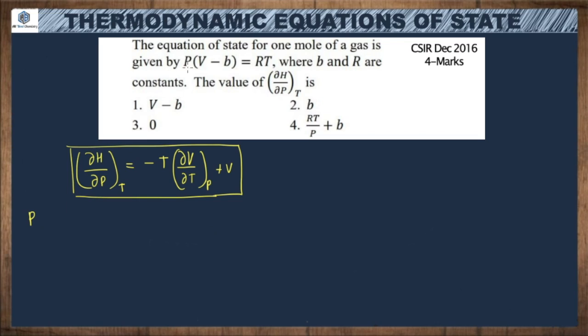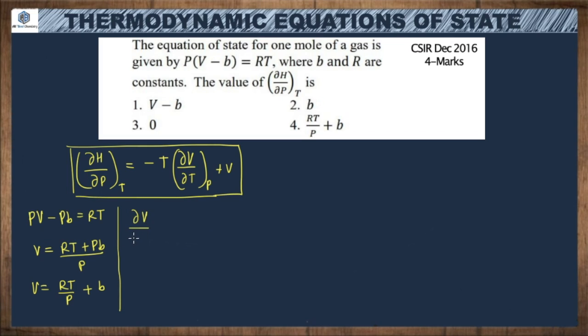So we have this, just multiply inside. So it will be PV minus PB equals RT, or you can say that V is going to be RT plus PB divided by capital P. So that is going to be the value of V, or you can say that V equals RT by P plus B. Now what I'm going to do is differentiate it with respect to T, keeping P as constant.